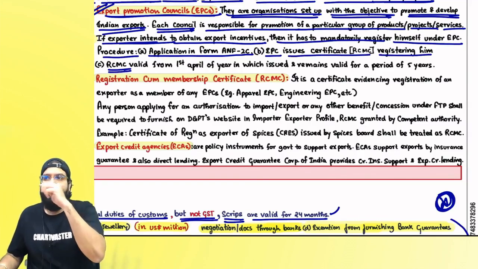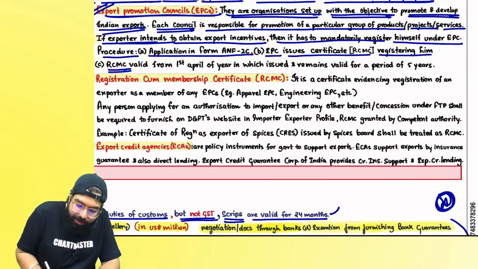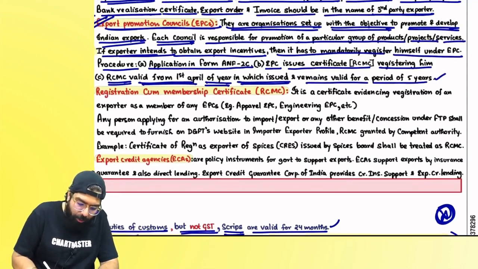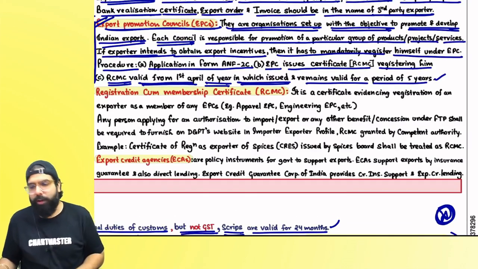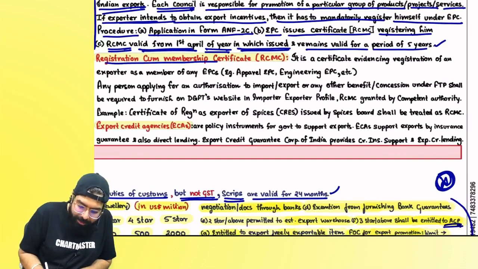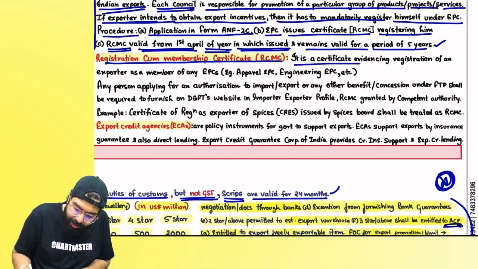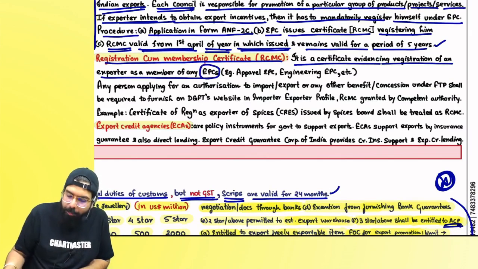RCMC means Registration cum Membership Certificate. It shall be valid from 1st April of the year in which it was issued, and remain valid for how many years? 5 years. They can ask you a note on Export Promotion Council, remember. Sir, what do you mean by registration cum membership certificate? It is issued by the Export Promotion Council. It's a certificate evidencing registration of an exporter as a member of the Export Promotion Council.